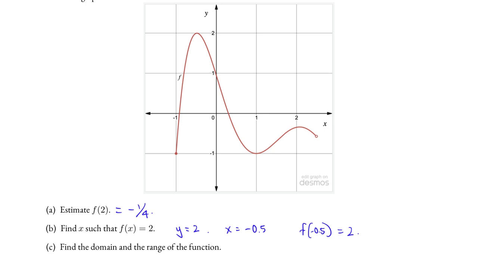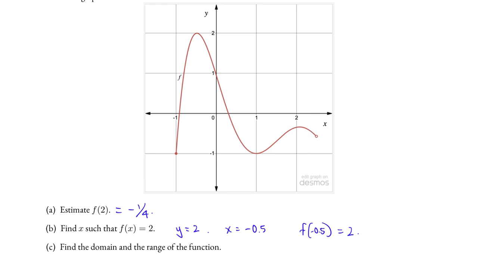Find the domain and the range of the function. To find the domain of the function, we will scan the graph from the left to the right. In this case, what that means is that we're going to scan it from the left-hand side to the right-hand side. The first time we hit the graph, that is where the domain of the graph starts. And so the domain of this function starts at x equals negative 1, and it ends at 2.5.